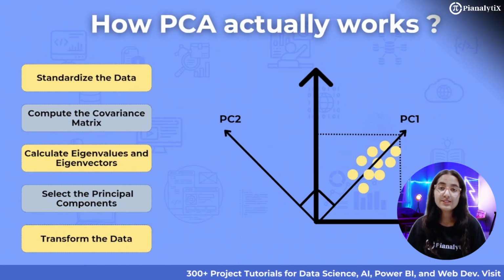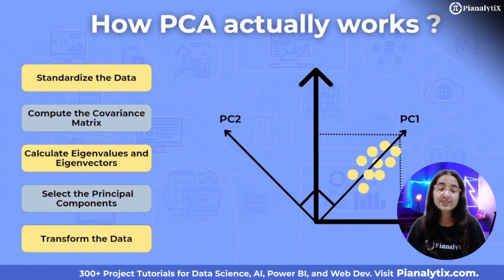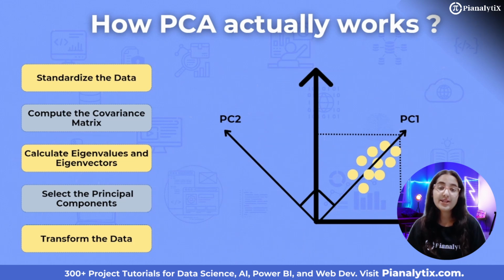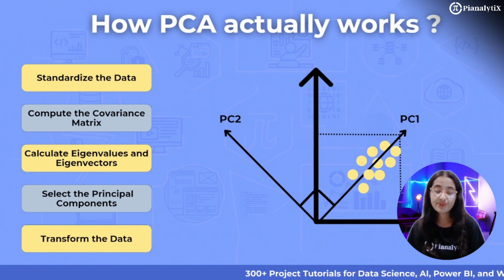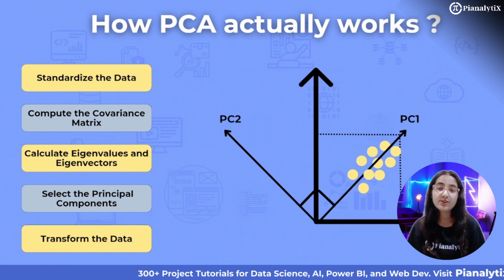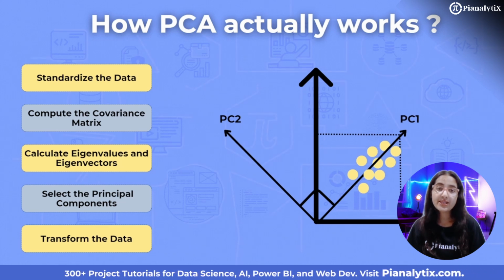Step number 5. Transform the data. Finally, we transform the original data into a new dataset based on these principal components. This gives us a lower dimensional dataset while retaining most of the important information. Once you have selected your principal components, you project your original data onto this new lower dimensional space. This is done by multiplying the original data matrix by the eigenvectors corresponding to the chosen principal components.